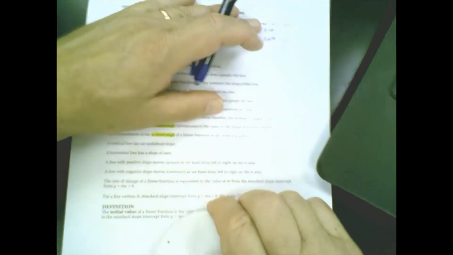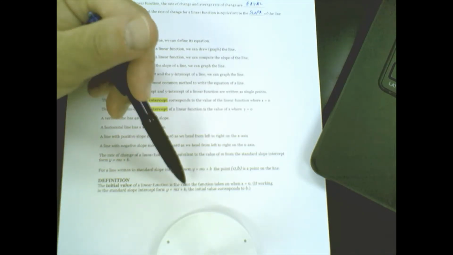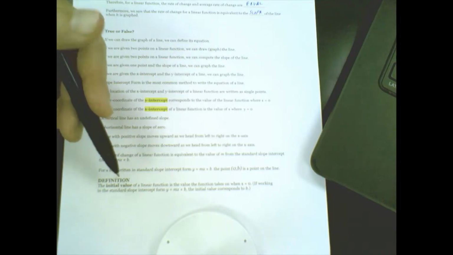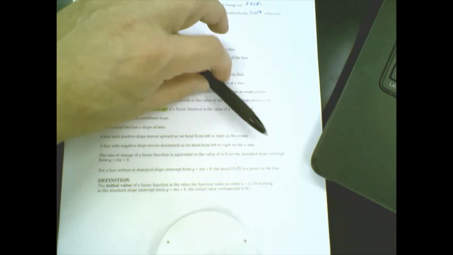So, one last term that we'll work with: the initial value of a linear function is the value the function takes on when x equals 0. In other words, it's the y-coordinate of the y-intercept. Set x equal to 0, evaluate the function. That's going to become the point that you put where? It lives right on the y-axis.